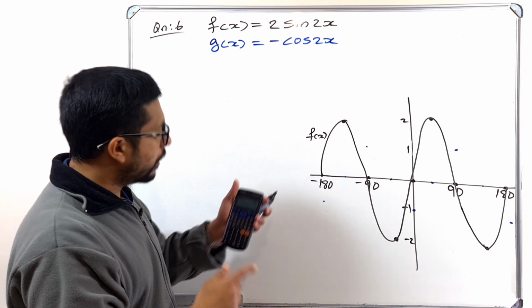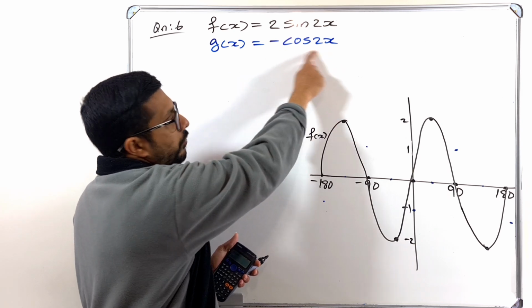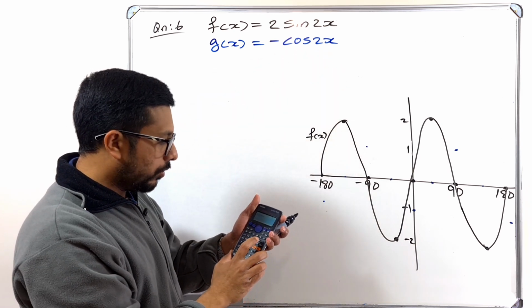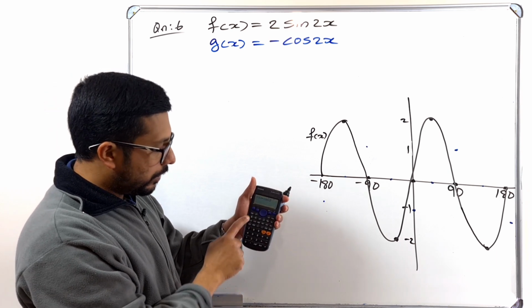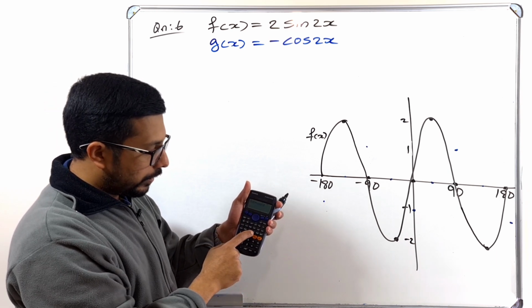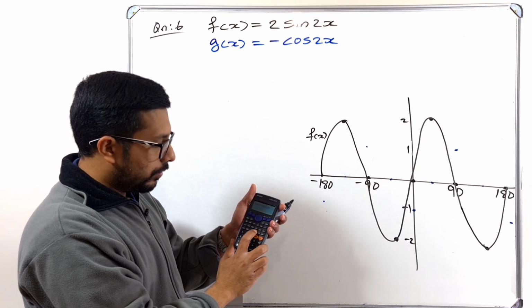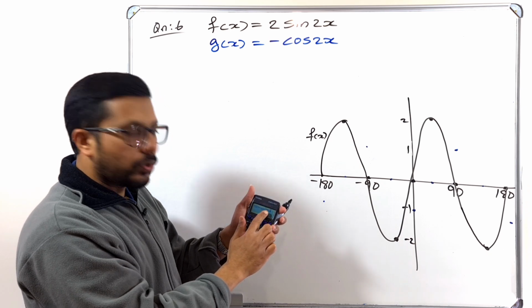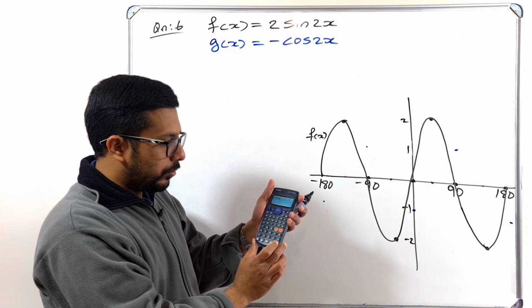So here f of x is equal to, I'm going to type this g of x equation there. That is what we want to draw. So it is minus cos, then 2x, x is alpha, then close the bracket. So f of x is equal to minus cos 2x. This is what I typed now. Then press equal to.